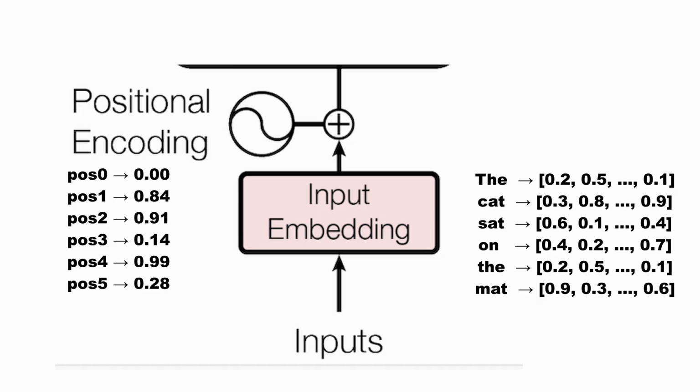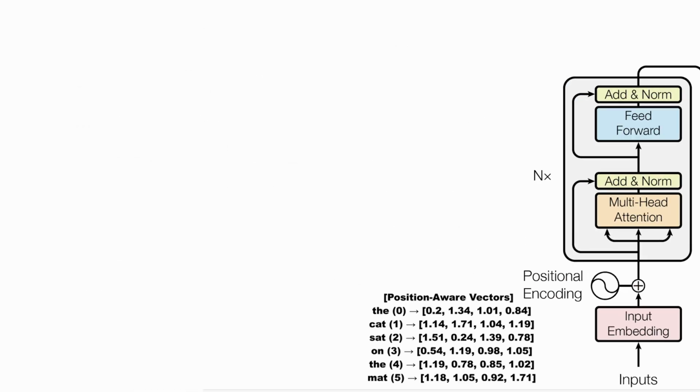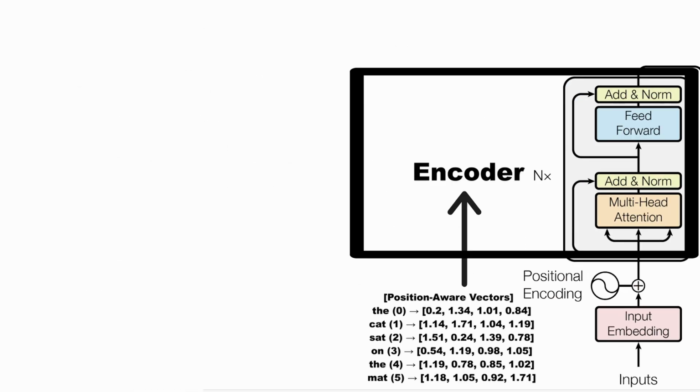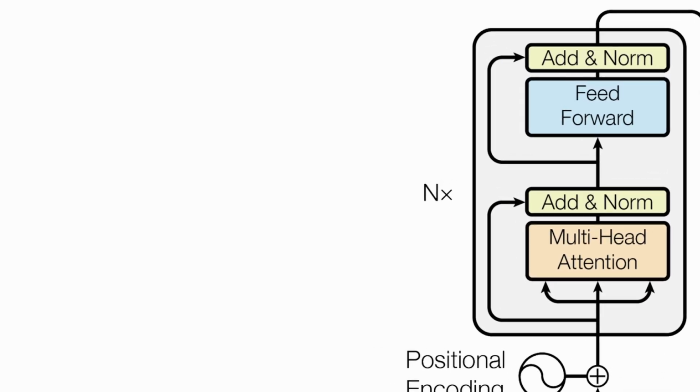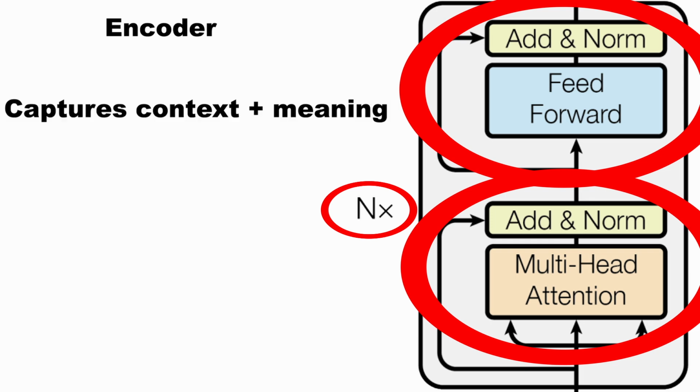Then we add positional encodings to each vector. This is so the model knows the order of the words. Each of these resulting vectors now flows upward into what's known as the encoder. The encoder is made up of two main sublayers and can be repeated multiple times. That number is denoted as n in the diagram. You can think of the encoder as the part that reads the English sentence and captures its context and meaning for the decoder to use later when generating the translation.